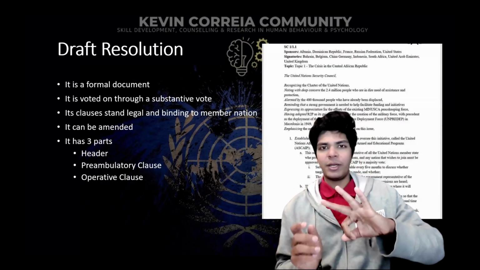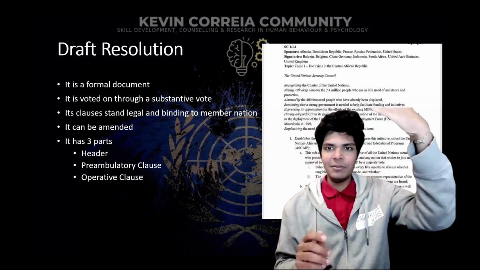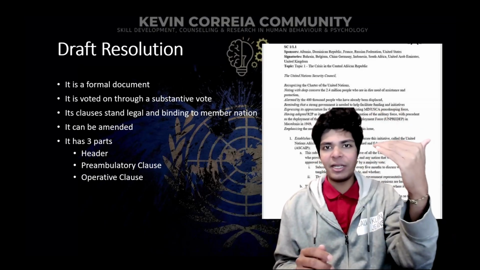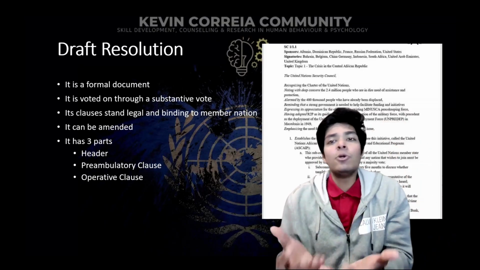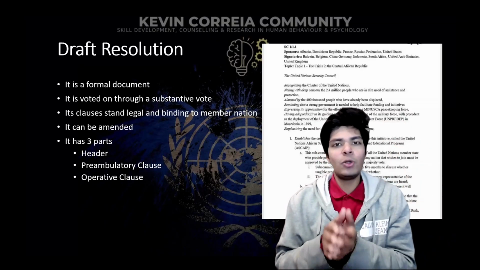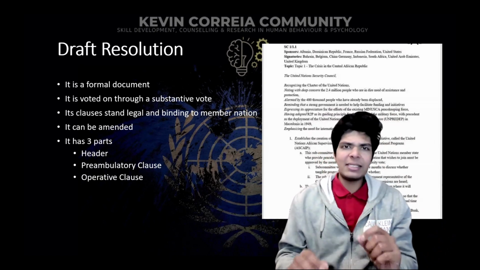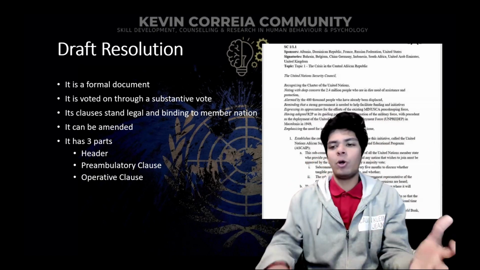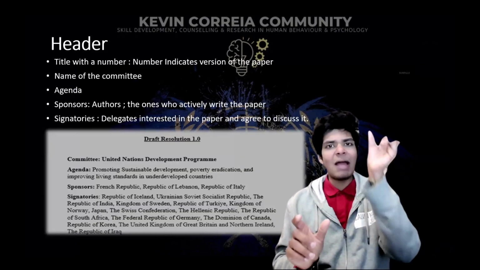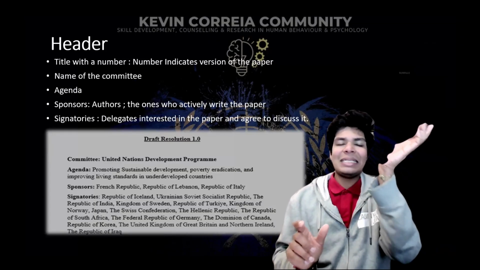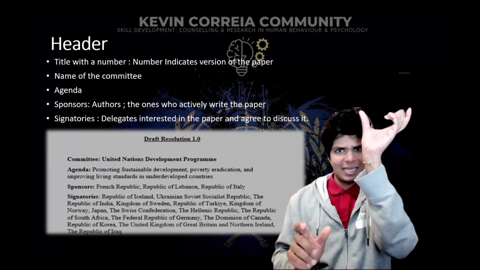There are three parts to it. The first part is the header, then the preambulatory clauses or the preamble, and then the operative clauses or your solutions that you have to offer to that particular concern. So let's now talk individually about how we go about writing this. First, you have the header. Whenever you write the header, make sure that the name of your paper is mentioned as the heading.